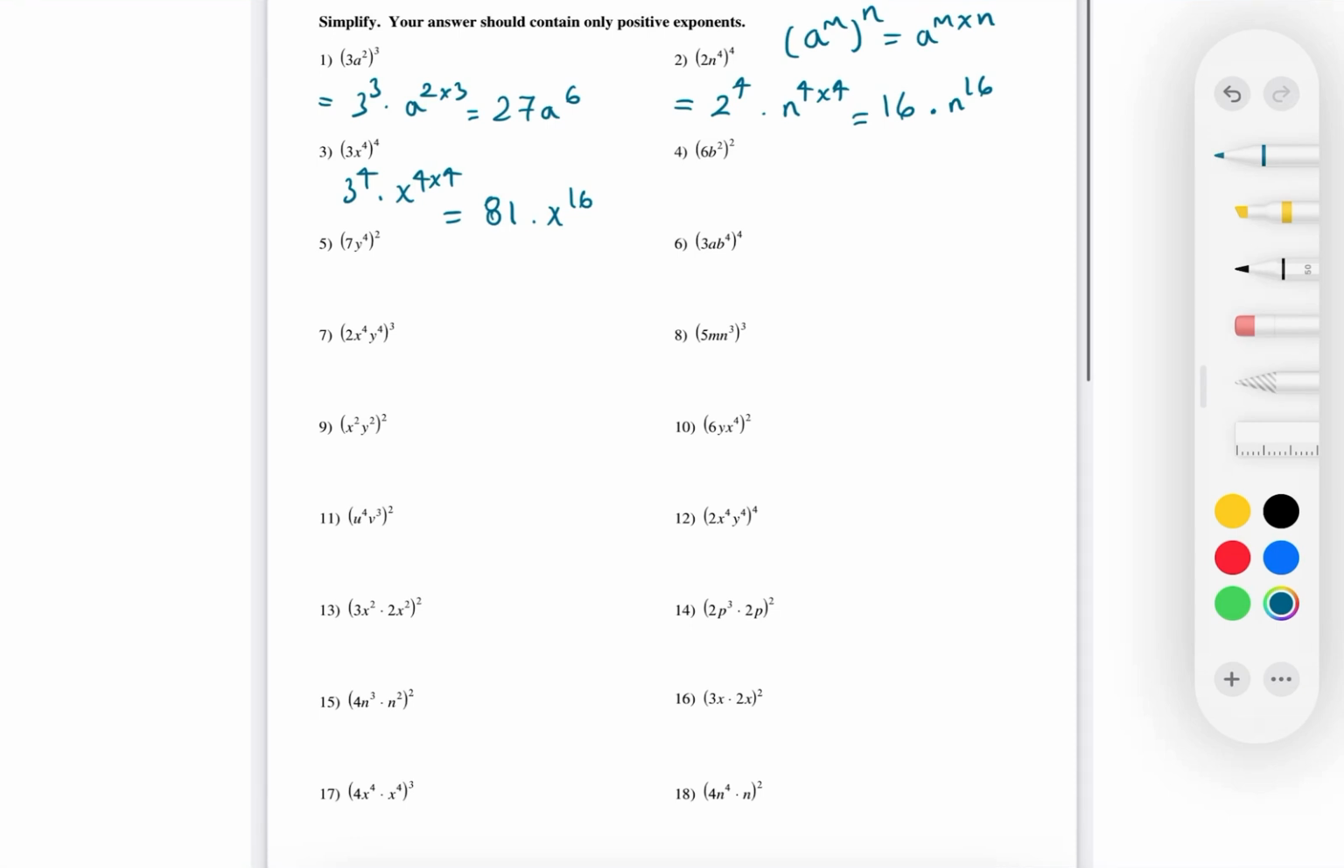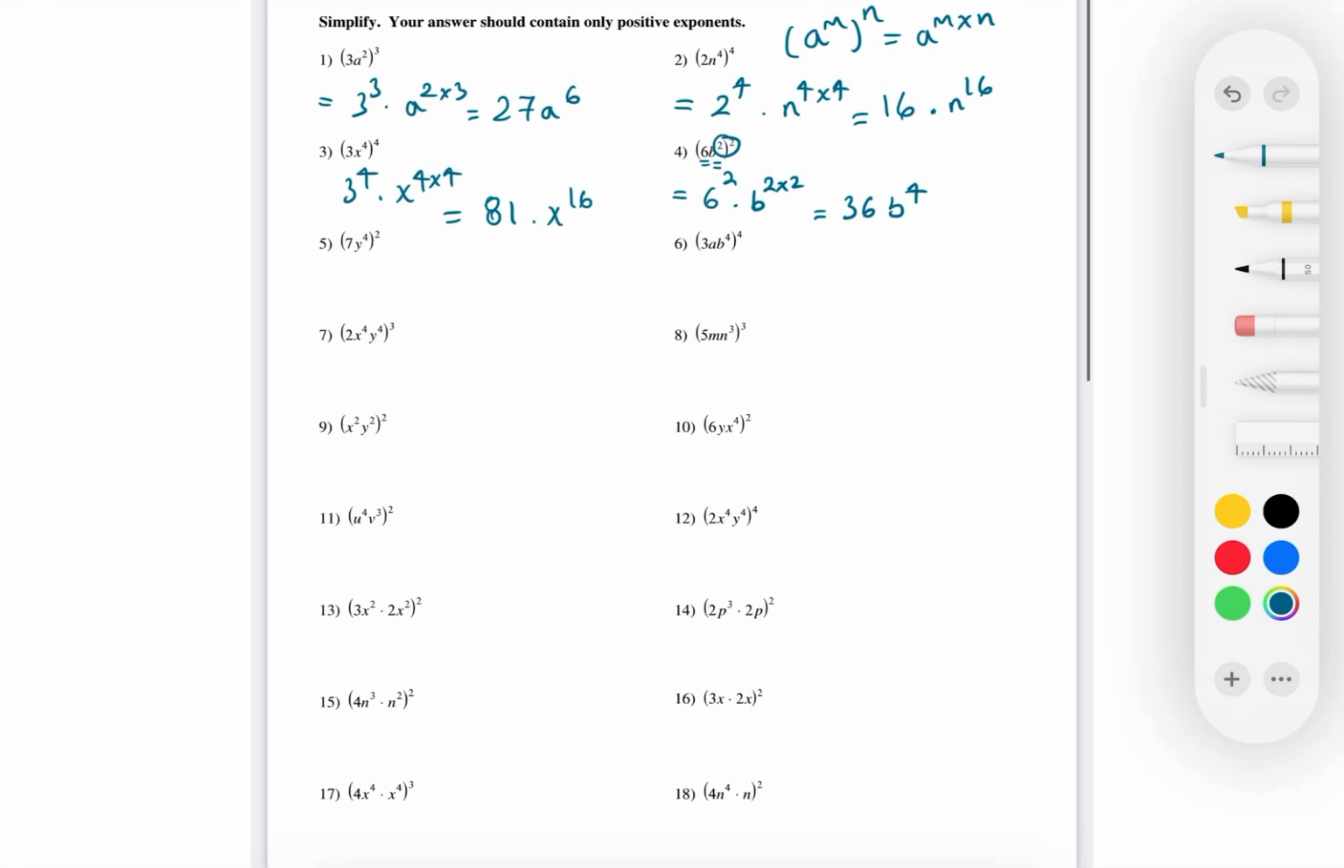And then question 4 says 6b squared, raised to the power of 2. So once again, same scenario. Everything inside this is going to be raised to the power of 2. So 6 to the power of 2 multiplied by b to the power of 2 times 2. So the powers of these two get multiplied. That's going to give you 36 b to the power of 4.